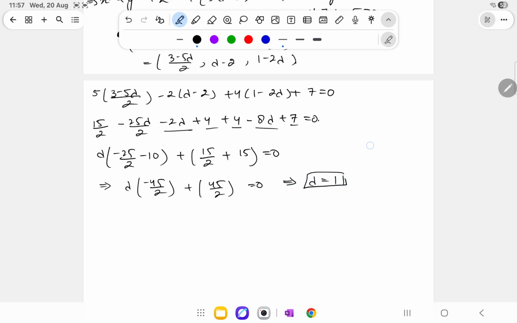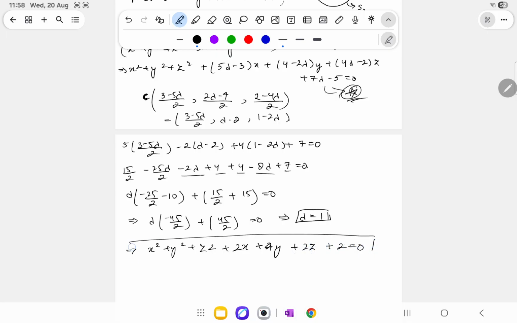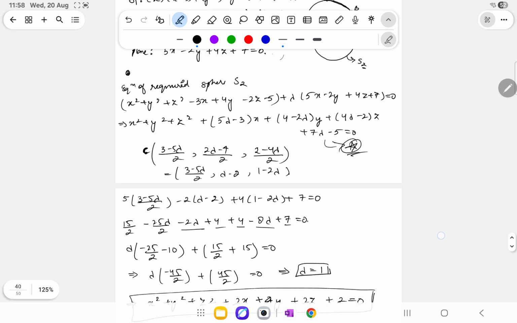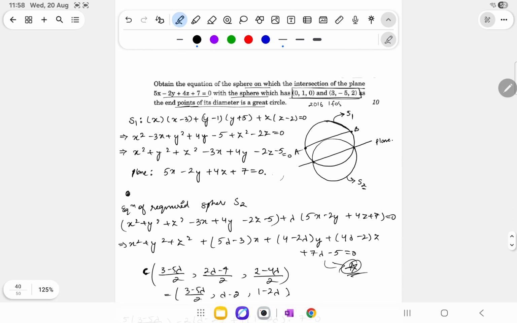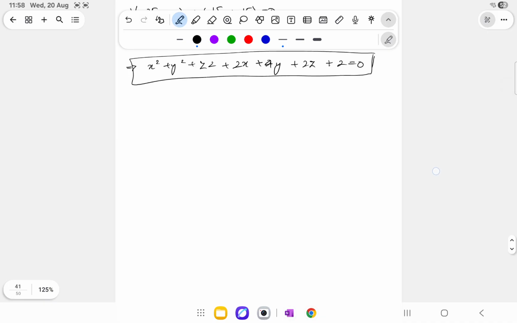Since I got lambda as 1, I can easily find the equation of the sphere, which is x square plus y square plus z square. I'm just substituting the value of lambda in the starred equation. So it will be x square plus y square plus z square plus 2x plus 2y plus 2z plus 2 equals 0. This is the required equation of the sphere which has the great circle as the intersection of the plane and sphere S1. So let's move on to the next question.